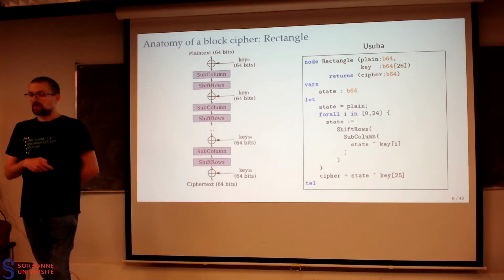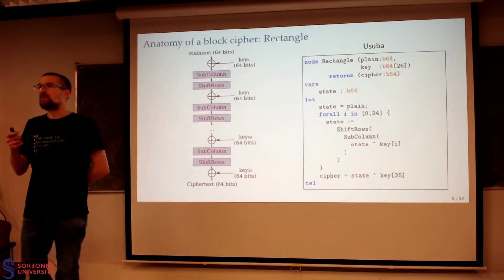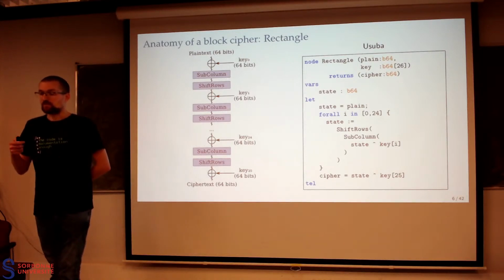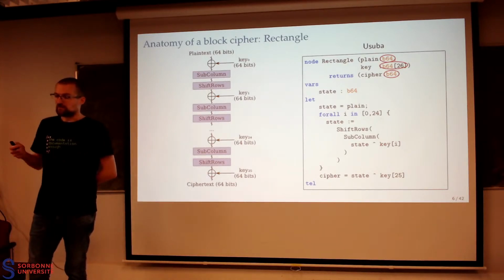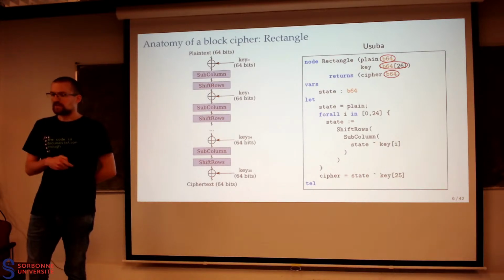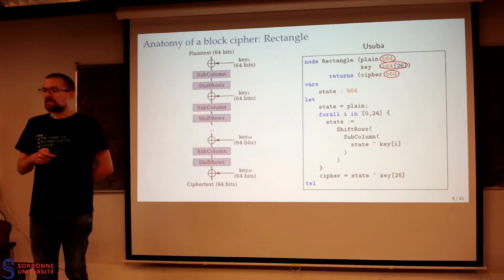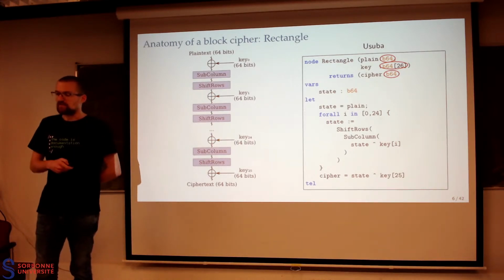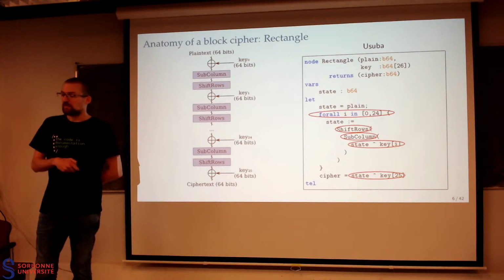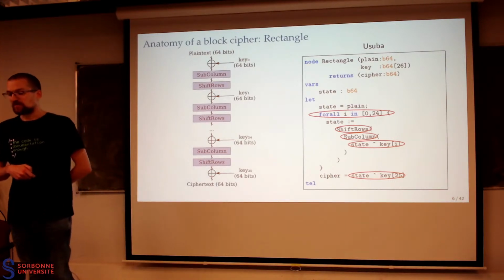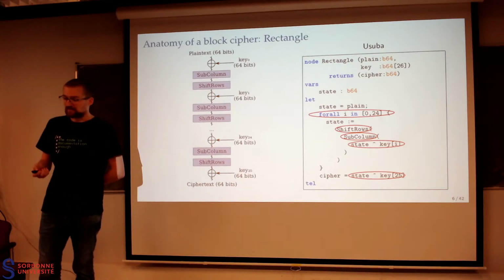The Usuba implementation of that cipher is meant as being a straightforward translation of that circuit into code. So we can find the input typed as 64, which means 64 bits. One first thing to notice is that since we are doing bit slicing, the 64-bit input is actually 64 independent variables, and the Usuba language allows you to manipulate them as just a single variable. Then we have the 25 rounds of computation, each doing an XOR between the state and the key, and calling SubColumn and ShiftRows, and we finally get the ciphertext.